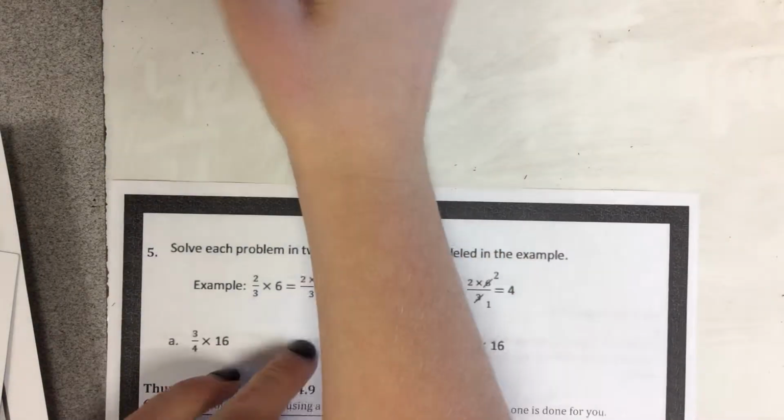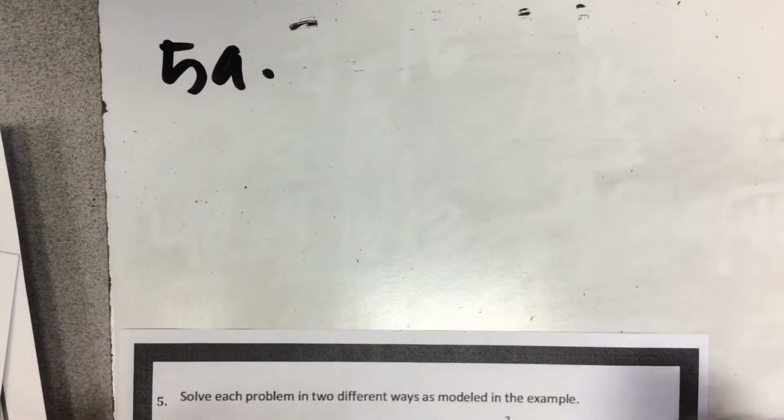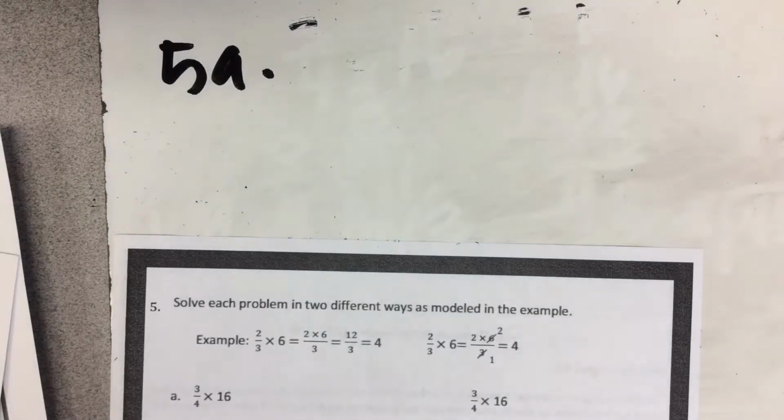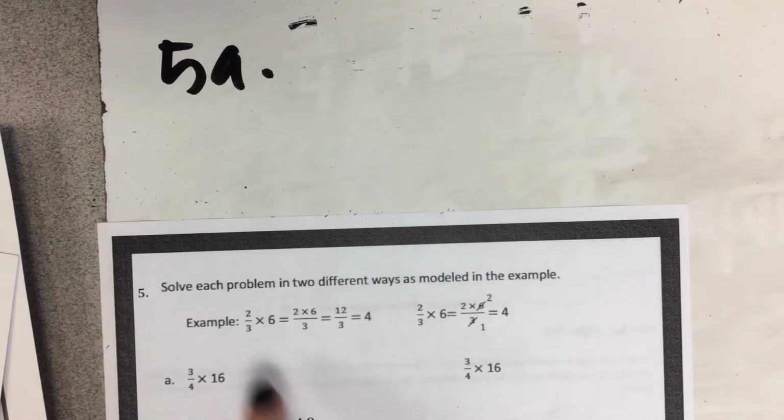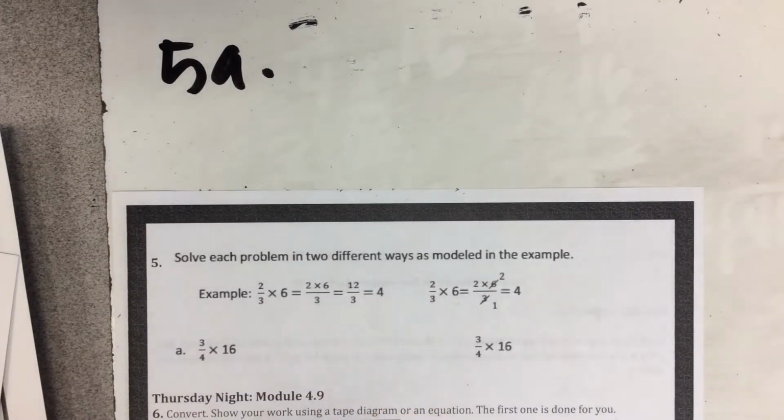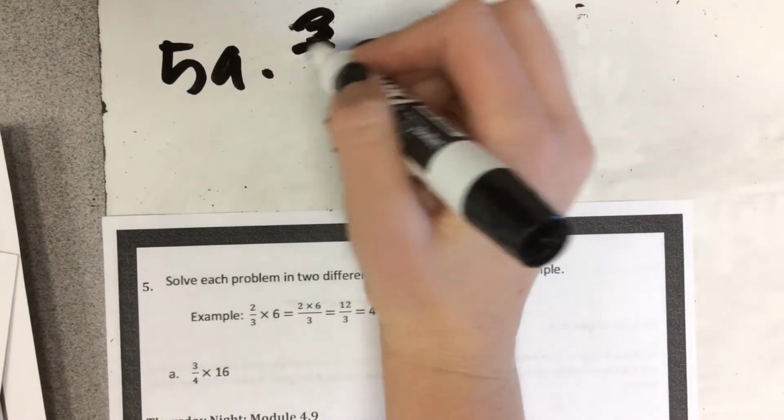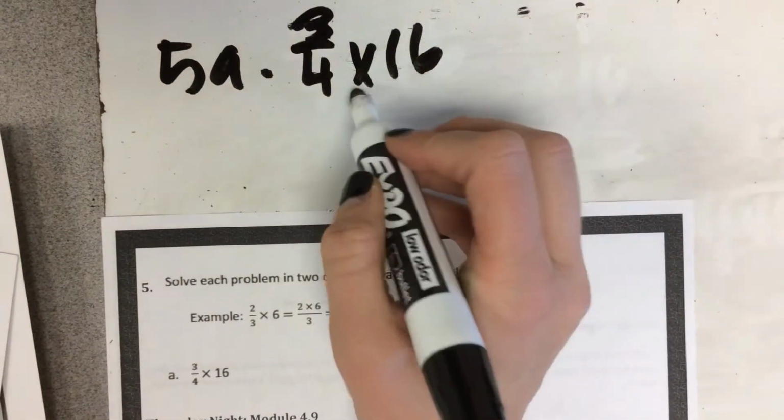5A on Wednesday night's homework. There we go. It says solve each problem in two different ways as modeled in the example. So here's the example. Here's the one we're going to do. So we are doing 3/4 times 16.